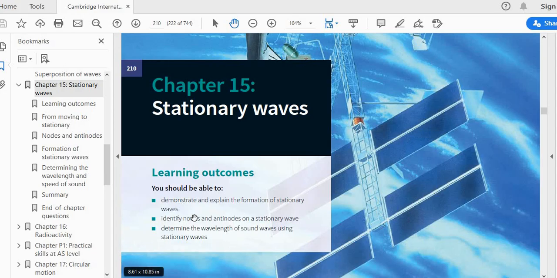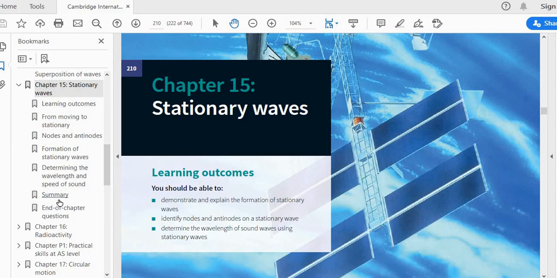And at the node, the displacement is 0 always. Now, once you have a stationary wave, if it's a node, that point won't move. Say for example, you have a stationary wave on a rope. So the points where the displacement is 0, where it is remaining at that same place, that is a node. And at the antinodes, the displacement is maximum. Determine the wavelength of sound waves using stationary waves.